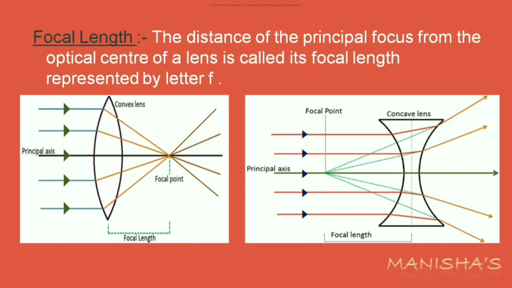नेक्स्ट इज द फोकल लेंथ. The distance of the principal focus from the optical center of the lens is called its focal length. The distance of principal focus from the optical center. As you can see in this diagram, this is the convex lens. यहाँ पे देखिए, this one is the optical center. अभी बताया था optical center which is the central point of the lens. So this one is the optical center. यहाँ से लेकर और focus के बीच का जो distance होता है, that distance is known as the focal length.